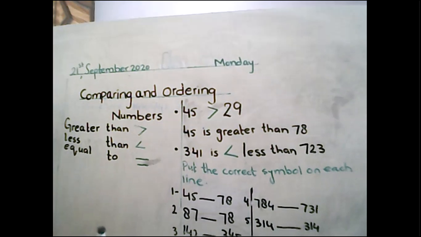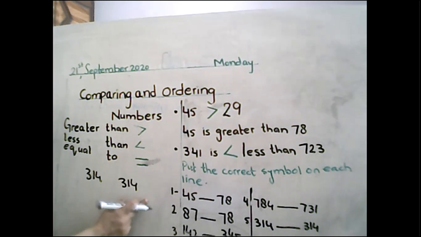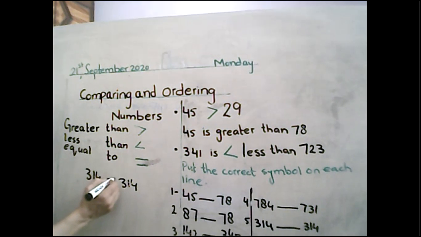Equal means, for example, 314, which is big number, greater number, which is smaller number? Which is greater? None of them. Both are same, equal. So if they are equal, we will put this sign. It means equal. This sign is equal, right?